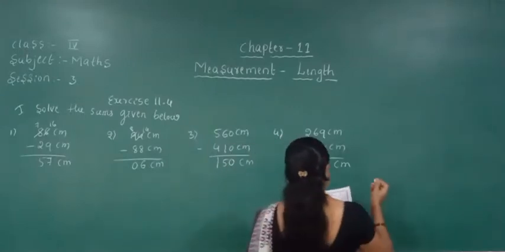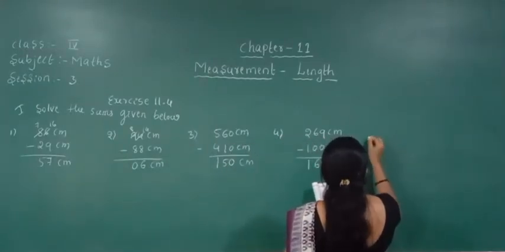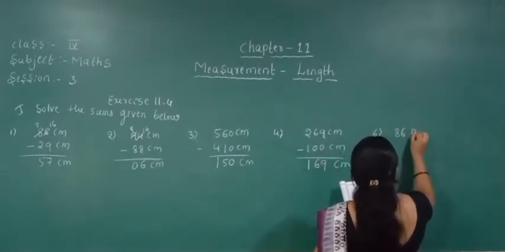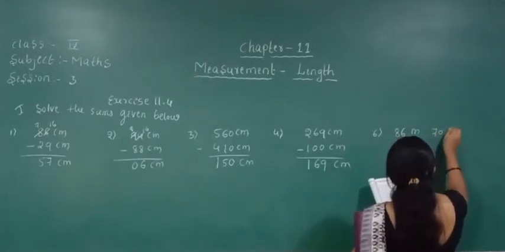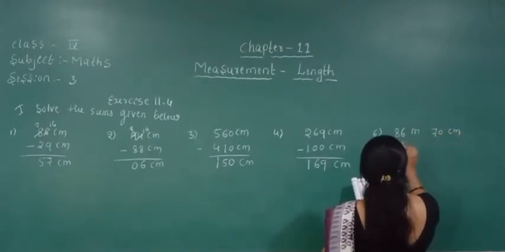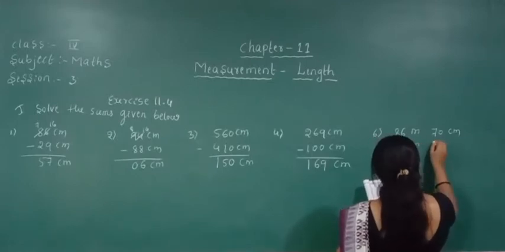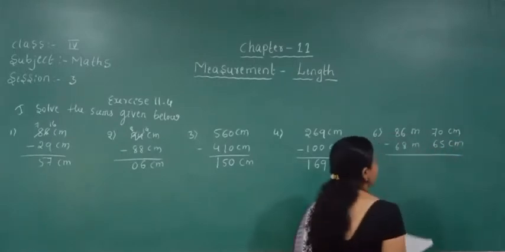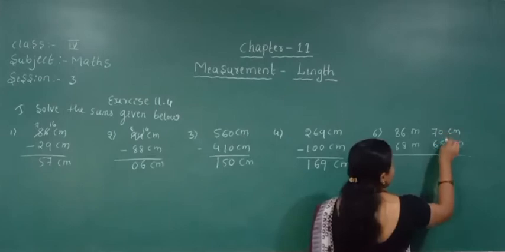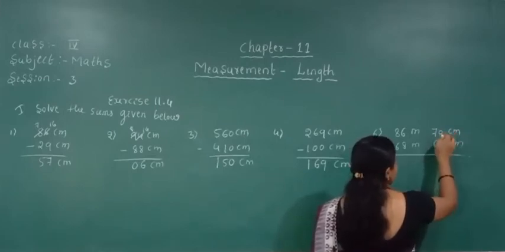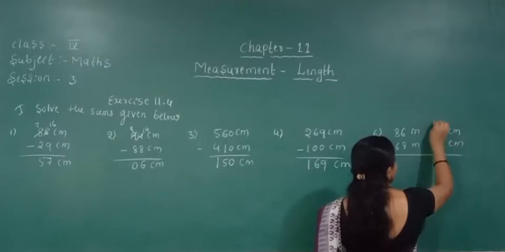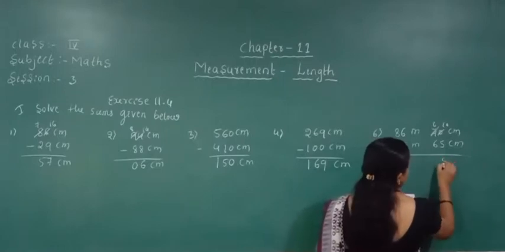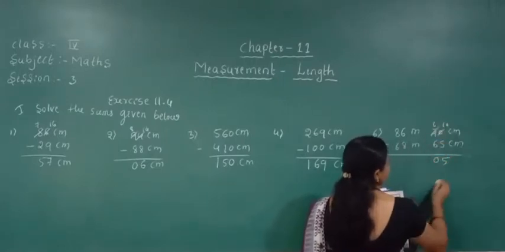Next, the sixth one we will do: 86 meter 70 centimeter minus 68 meter 65 centimeter. Now we subtract here. Here 0, and here 5 is there. So 0 is smaller than 5. We take 1 from this side, so it will become 10. 10 minus 5 is 5. Then 6 minus 6 is 0.